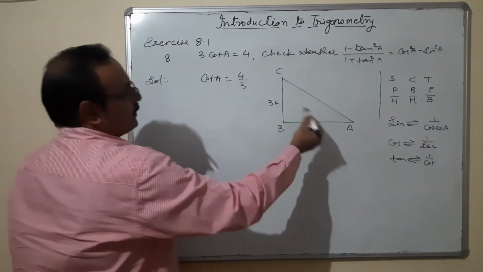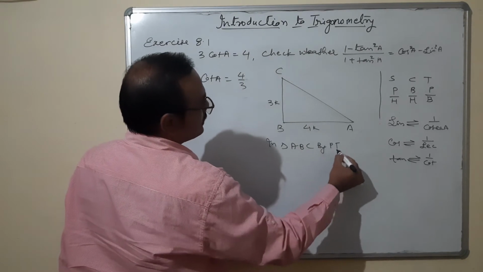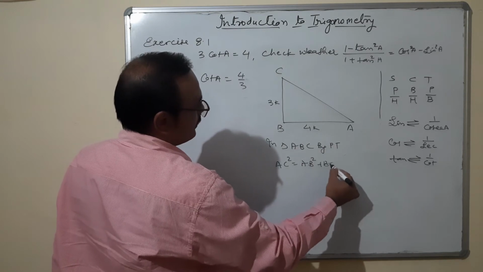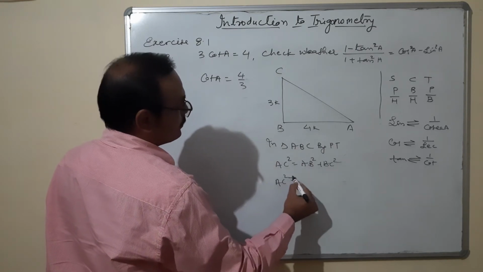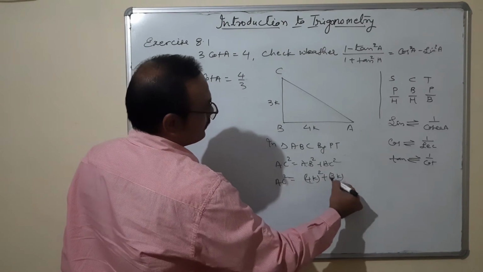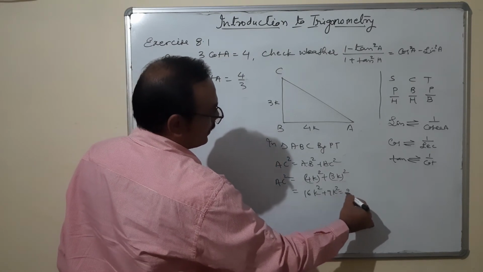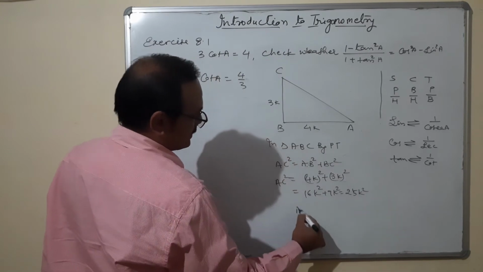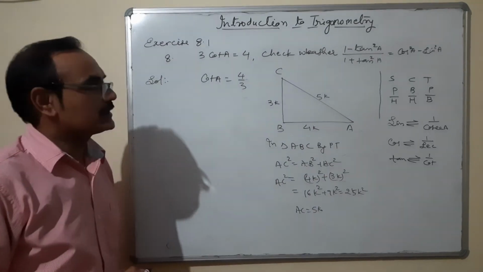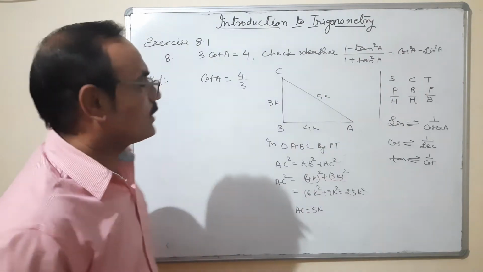Ratios in triangle ABC by Pythagoras theorem. AC square is equal to AB square plus BC square. So AC square is equal to 4k whole square plus 3k whole square, 16k square plus 9k square, 25k square. That means AC is equal to 5k. Now I'll put the values in the left hand side and right hand side and check whether LHS is equal to RHS, yes or no.